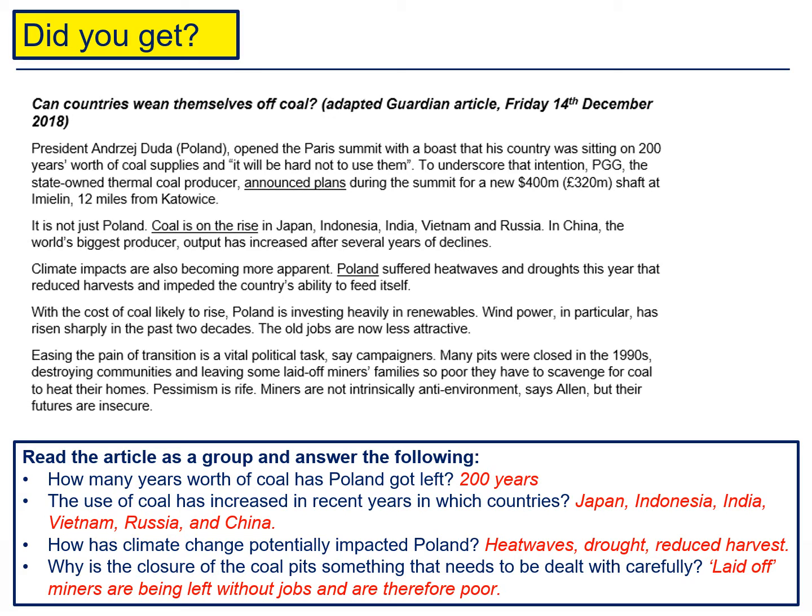So you should have got down here, how many years worth of coal has Poland got left? 200 years. So you should have written that, give yourself a tick. The use of coal has increased in recent years. In which countries? You should have written Japan, Indonesia, India, Vietnam, Russia and China. How has climate change potentially impacted Poland? You should have written it gives them heat waves, droughts, this reduces the harvests. And then, why is the closure of the coal pit something that needs to be dealt with carefully? Well, it says here, look, laid off miners are being left without jobs and therefore they are poor. So if you've written those or somewhere around those answers, then give yourself a tick and we'll move on.